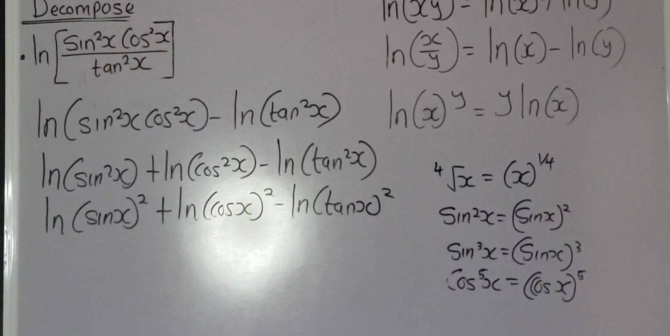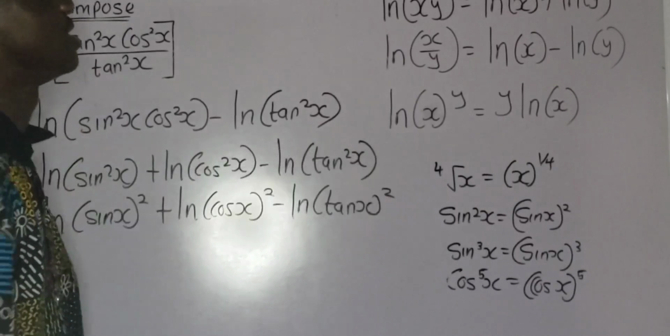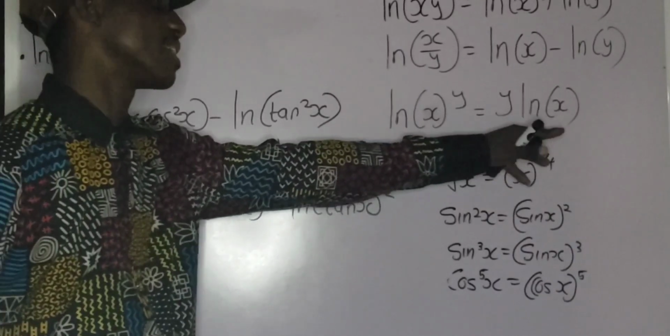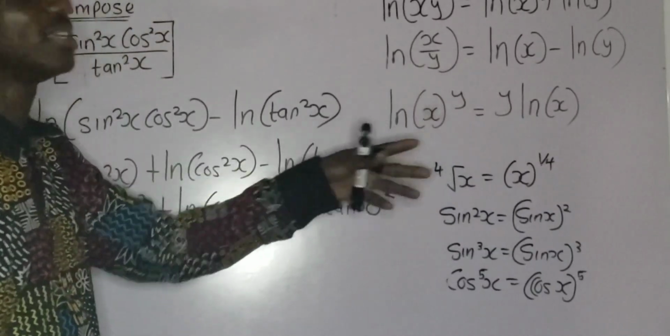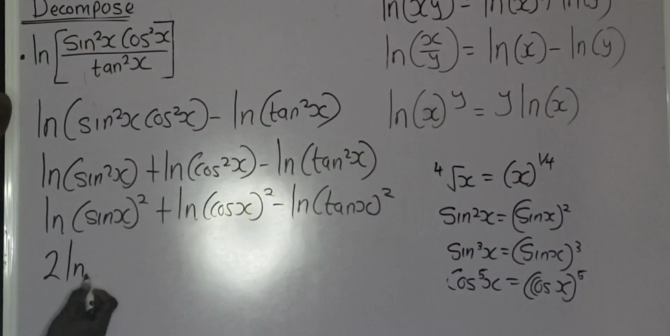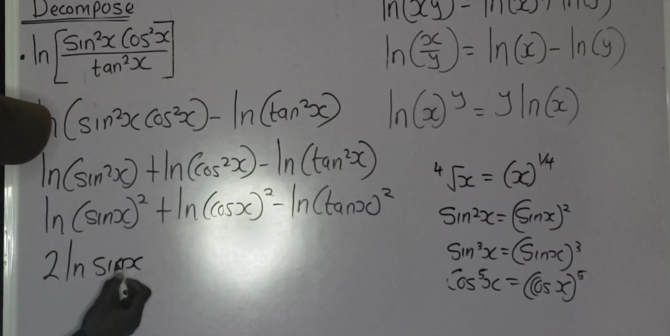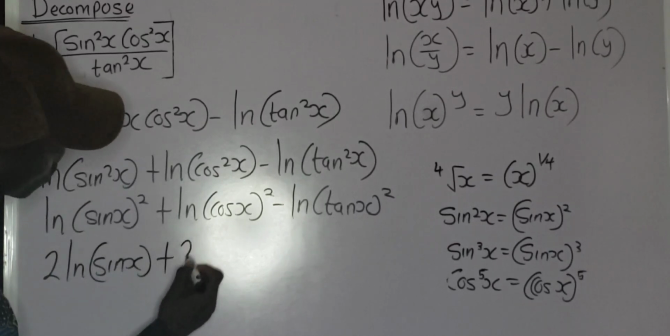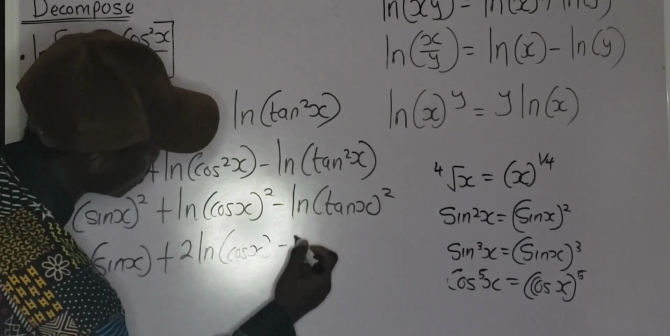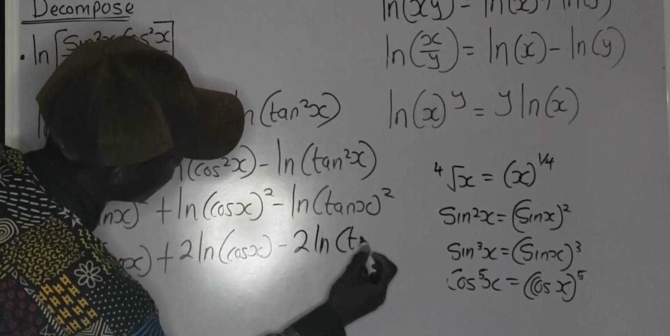Do you understand? So for this, I can write this as, according to the third law that we learned, the natural log of x to the power of y is equal to what? y ln x. That is, the power multiplies the log. So for this, I'm going to have 2 ln sine x plus 2 ln cos x minus 2 ln tan x.